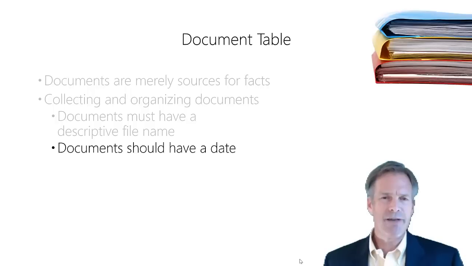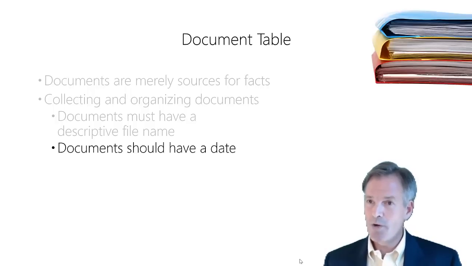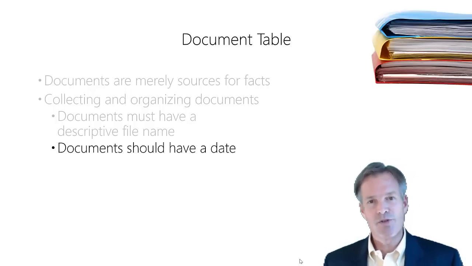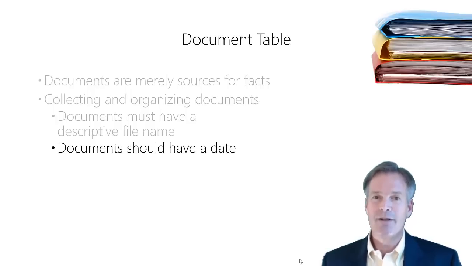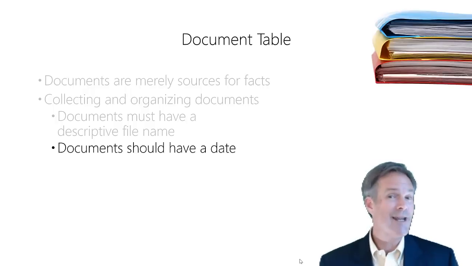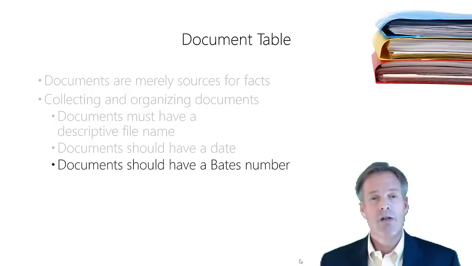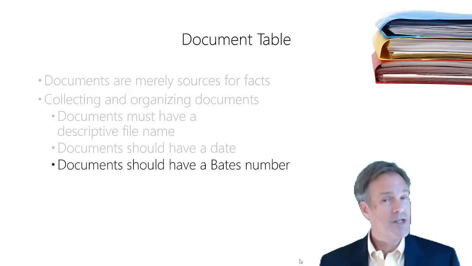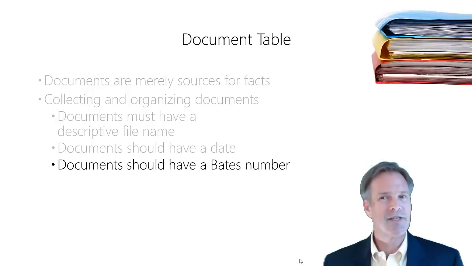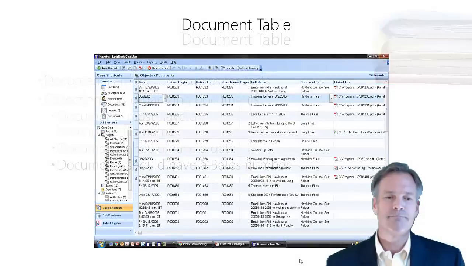So documents should have a date. We understand that some documents won't, but virtually all of them should. And it should be readily determinable from the name of the document if you've properly named your electronic files. Documents should have a Bates number. What is Bates numbering and why should documents have them? More on that in an upcoming lecture.